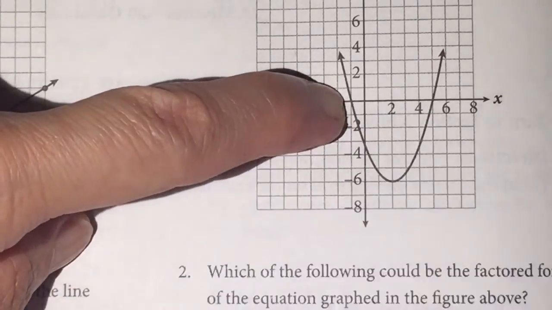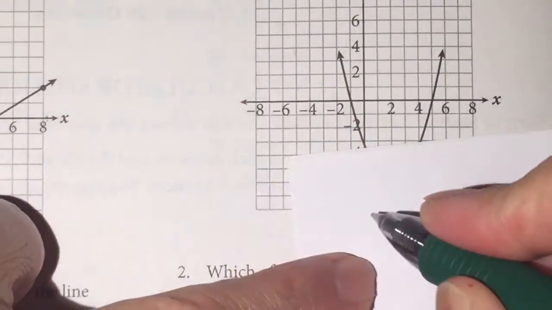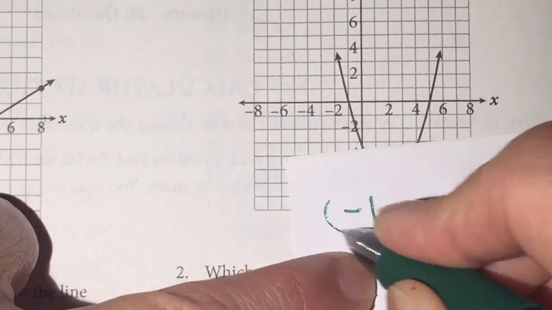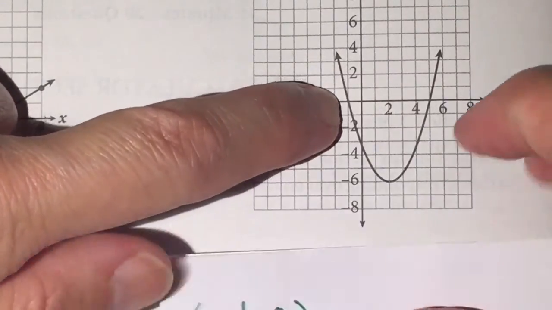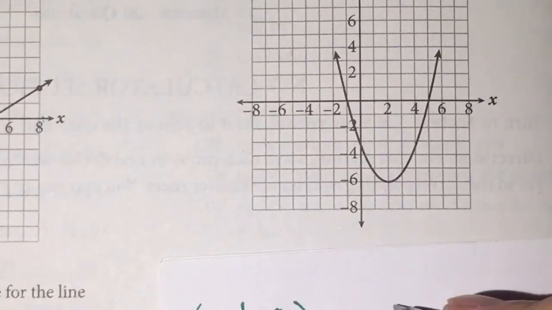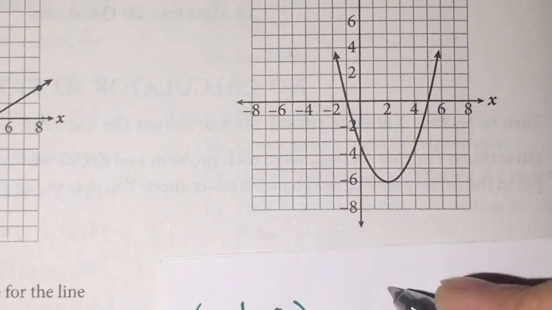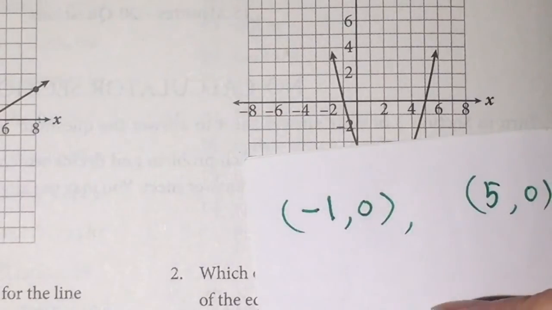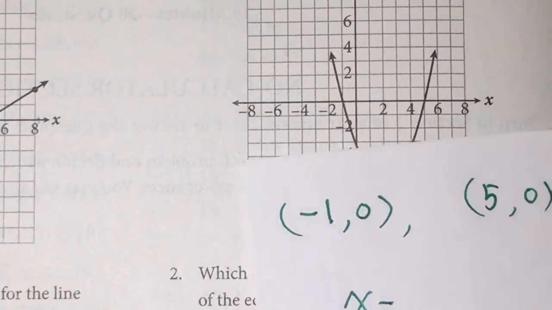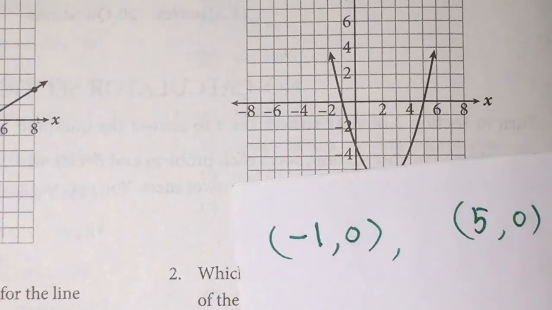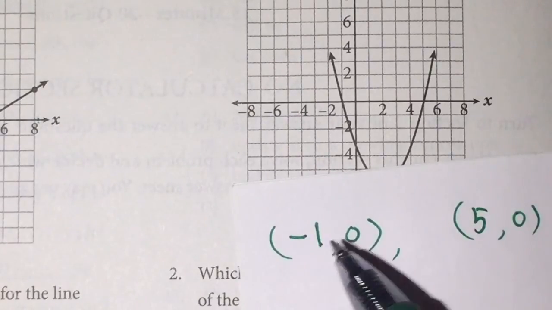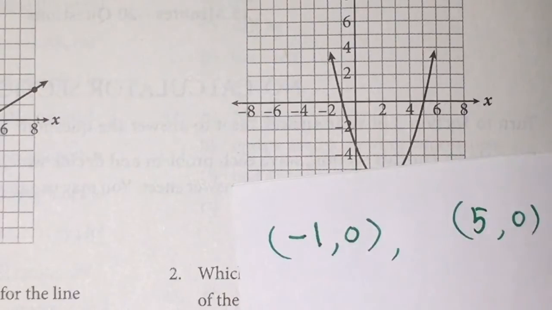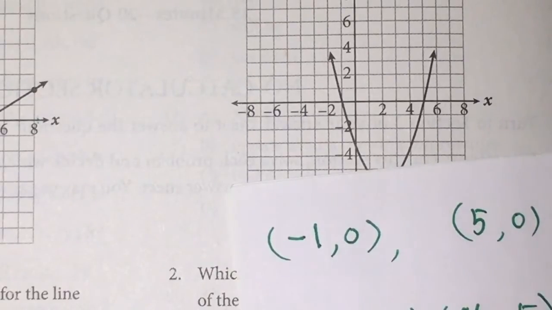Let me write it down here. We have the point (-1, 0) here, and 1, 2, 3, 4, 5, so (5, 0). So the polynomial factored form should be x minus -1, so x plus 1, times x minus 5.